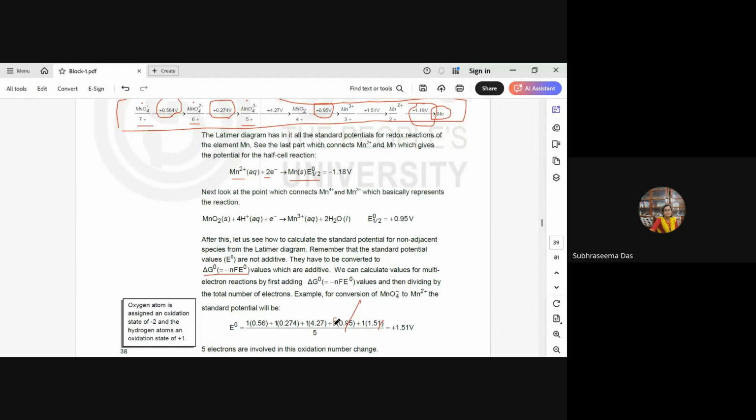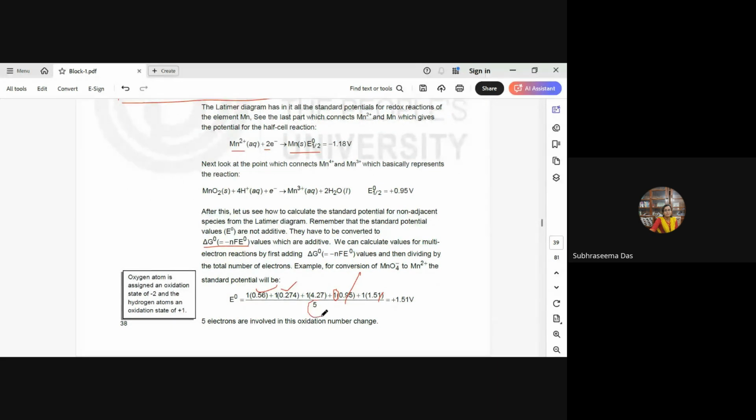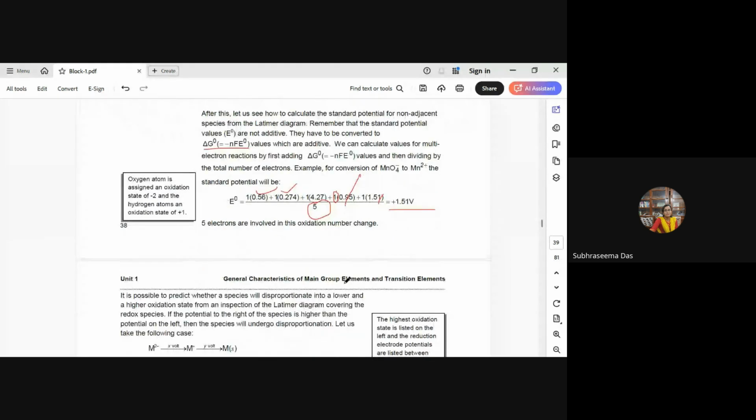Here the number 1 represents the number of electrons, and the bracketed terms indicate the electrode potentials. The division by 5 indicates the change in oxidation state. For MnO4 minus, the oxidation state of Mn was plus 7, and here it becomes plus 2. So the number of electrons involved in the process is 5, and that is why it is divided by 5, and the electrode potential comes out to be this. This is how we calculate the electrode potential for different steps.